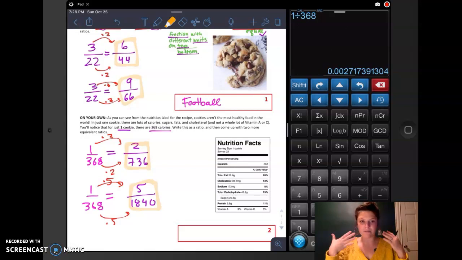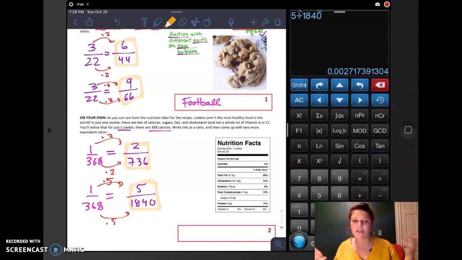Just had to get that out. Must have choked. All right, we got 5 divided by 1840, for example. Oops, 40. And I get that same weird decimal. So I know I did it right. So that's how you could check your answer, because you get to be creative on this answer.